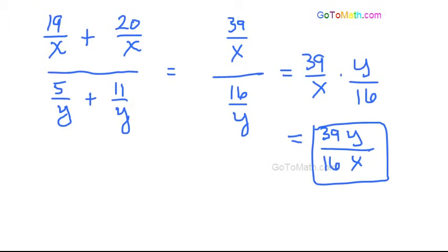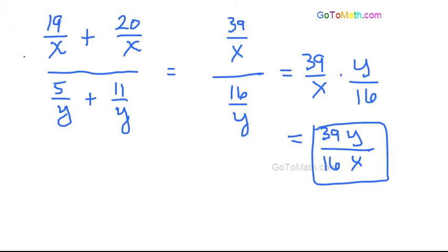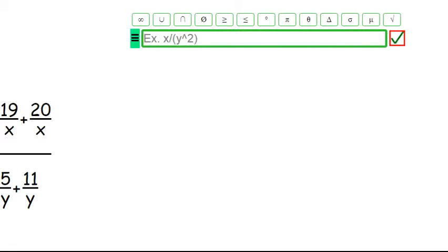Wait a minute. What is going on here? Okay, let me see something here real quick. Okay, that's all right. It's all correct. Has to be. So we got 39y over 16x. Just making sure.